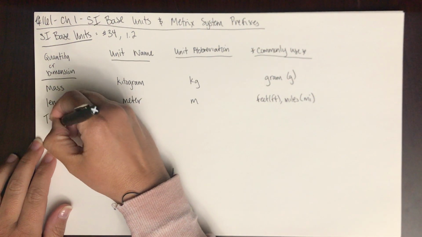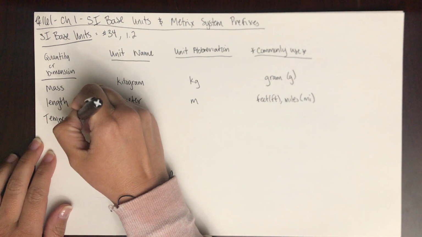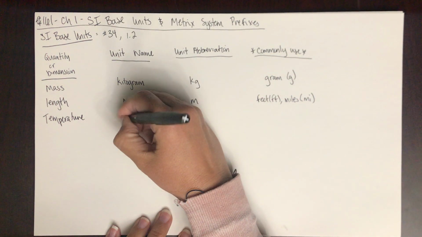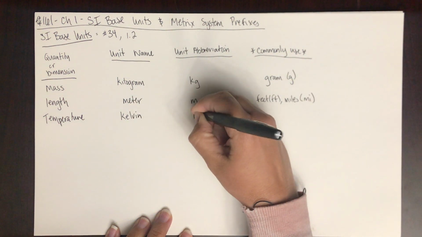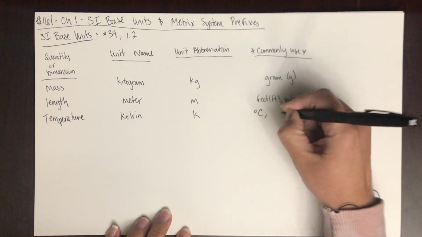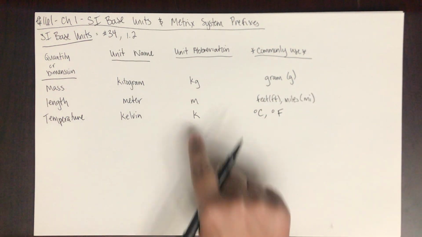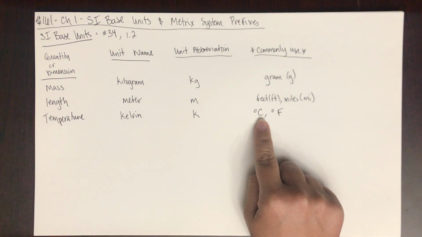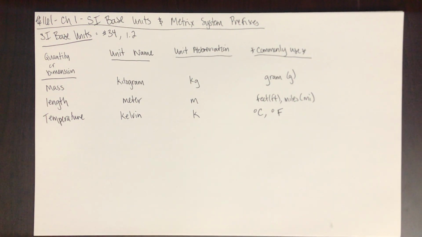Next is temperature. The unit name for the SI base unit of temperature is something called Kelvin. The abbreviation is capital K. We will commonly use degrees Celsius or degrees Fahrenheit. So many of you, if you haven't taken some science classes that talk about temperature before, you may not have even heard of a Kelvin before because we only use it in science. We typically use Celsius for medicine, and we typically use Fahrenheit in our country only when we're talking about weather.